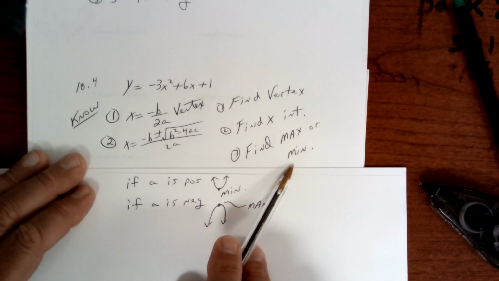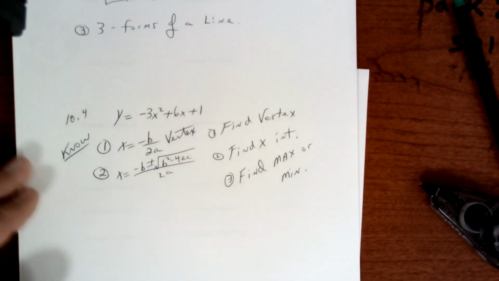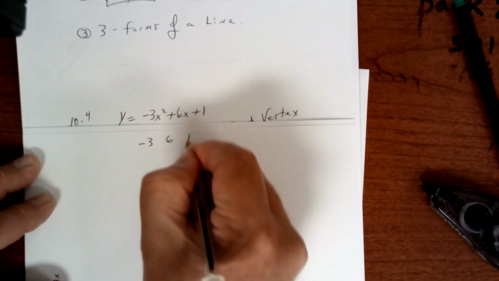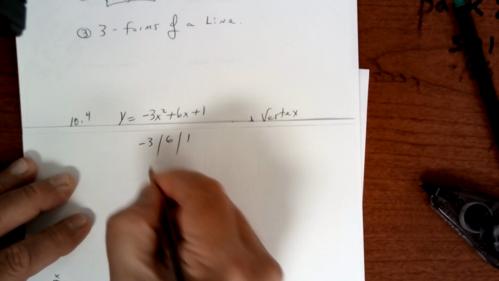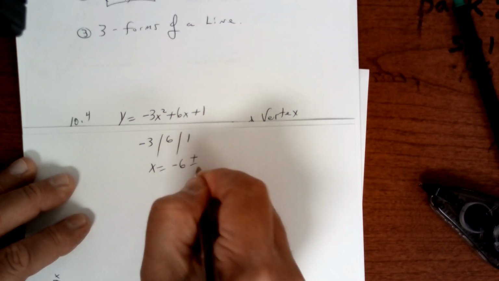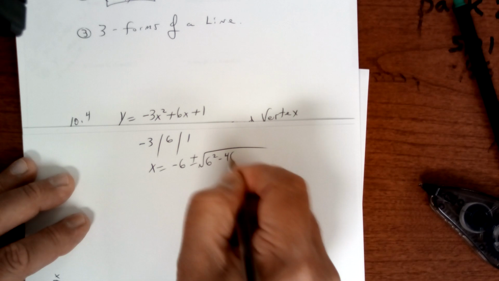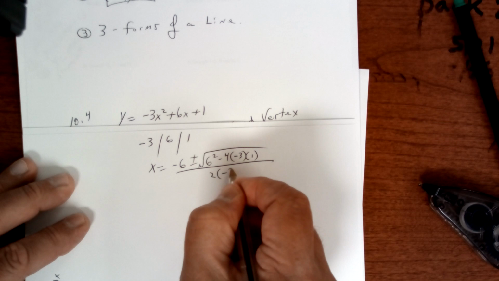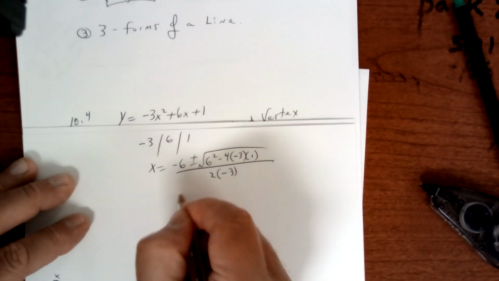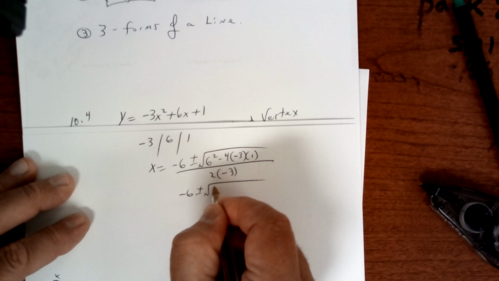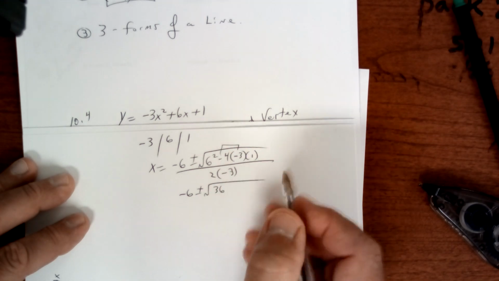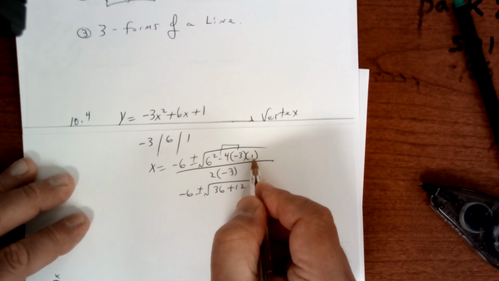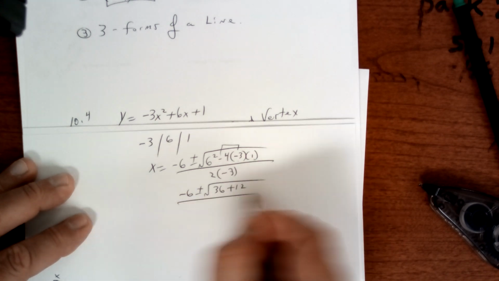Okay, so let's work this one. First one is find the vertex. So you got A, B, and C. Now let's plug it in. X equals negative B plus or minus the square root of B squared minus 4 times A times C, all divided by 2 times A. When you do that, you're going to get negative 6 plus or minus 36. This becomes 2 negatives, so that's 4 times 3 is 12. So that's plus 12 times 1 is still 12. Okay, don't add that 1. All divided by negative 6.